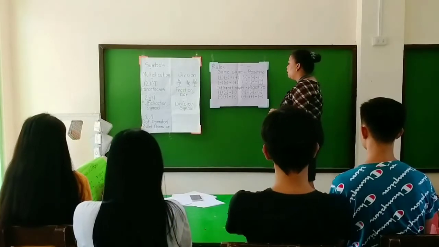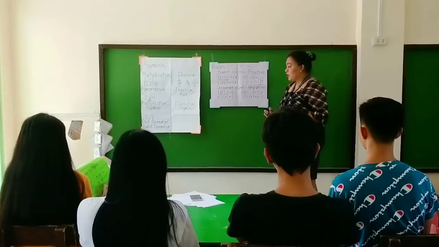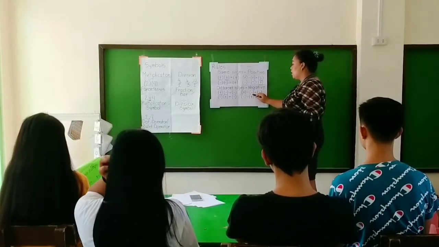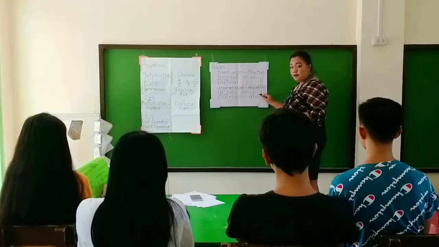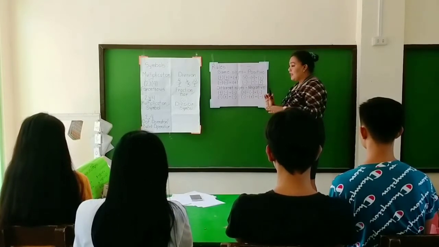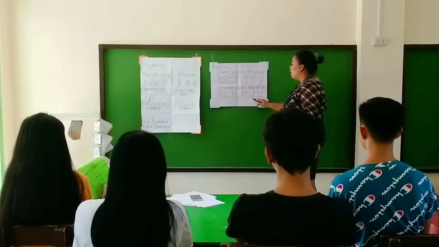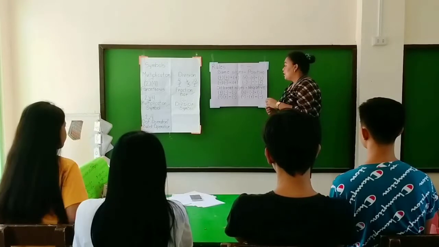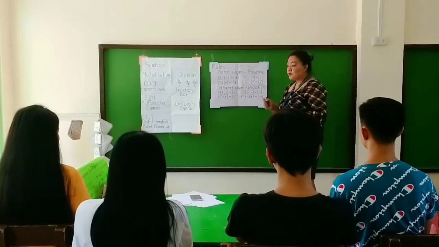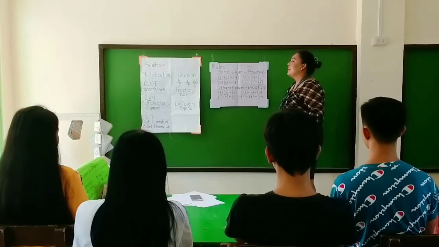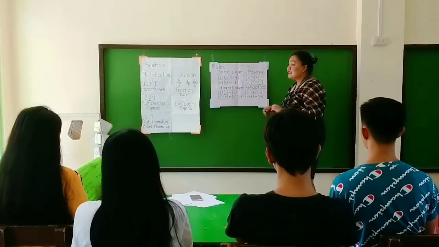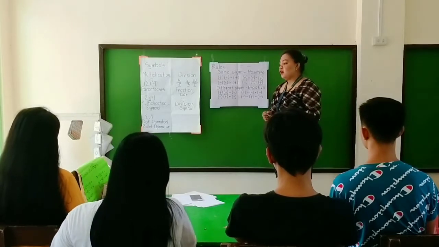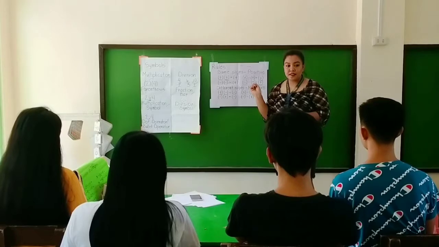Remember those rules. Okay, next is division. So, positive integer divided by negative integer, it is always negative. Vice versa, negative divided by positive, it is negative. So, all of that would be negative. Okay, very good. So, class, here are the rules in multiplying and dividing integers. Okay, did you understand? Yes, ma'am.